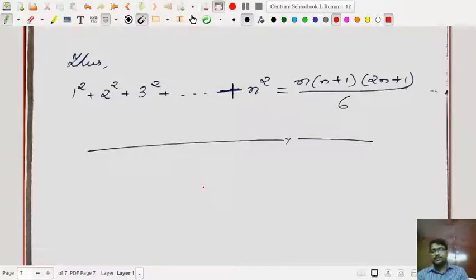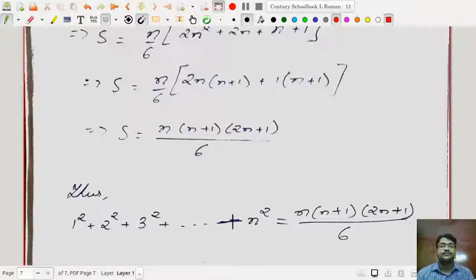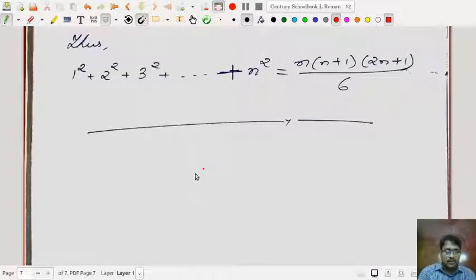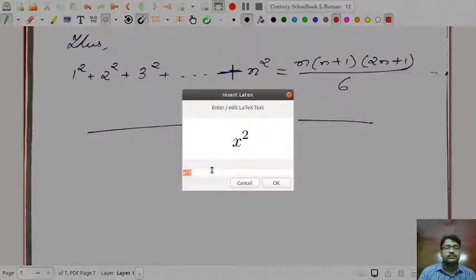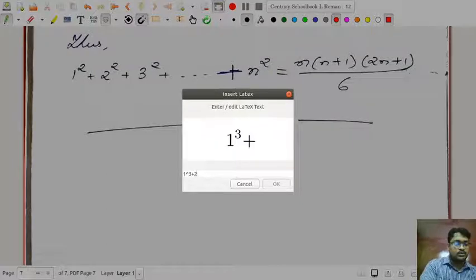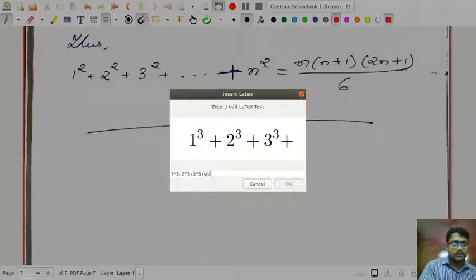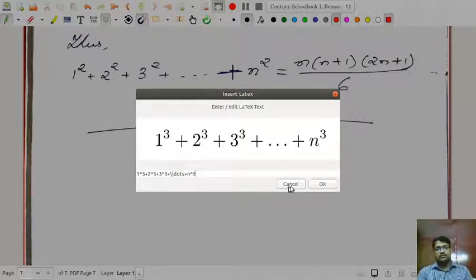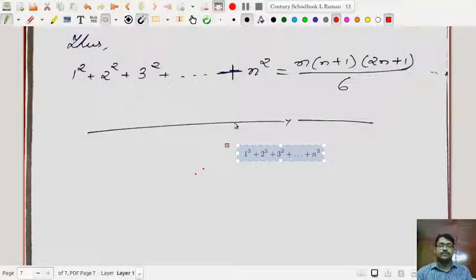Where is this? Did I write? One cube plus 2 cube plus 3 cube plus dots plus n cube. So you may try finding out this particular sum as an exercise.